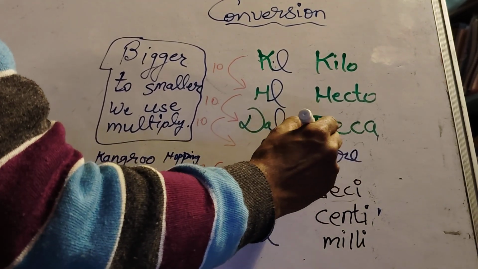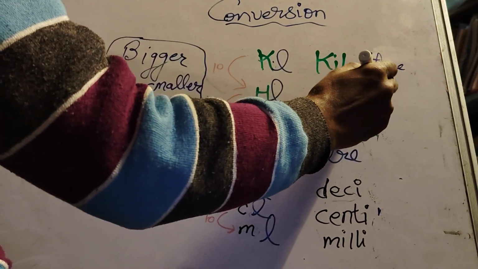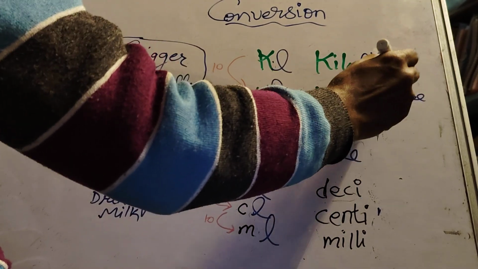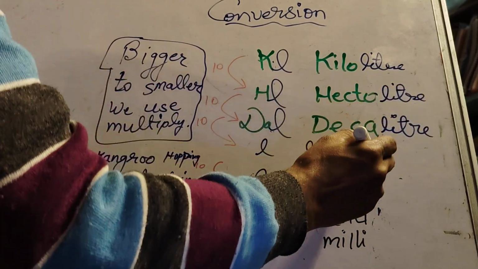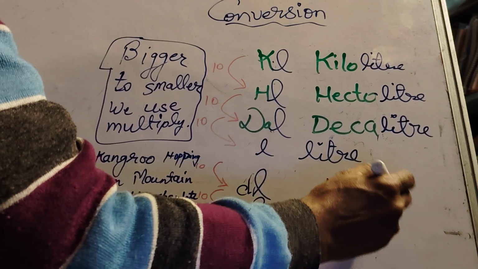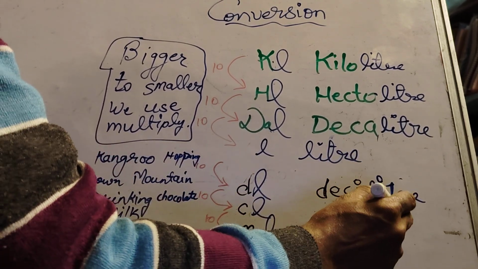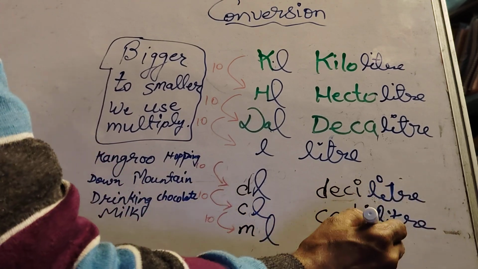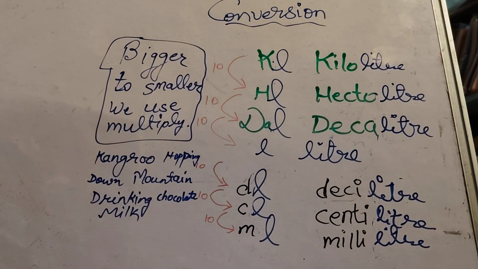Liters. So kiloliter, hectoliter, decaliter, liter, then deciliter, then centiliter, milliliter. So the concept is the same as we have done previously with gram and meter.